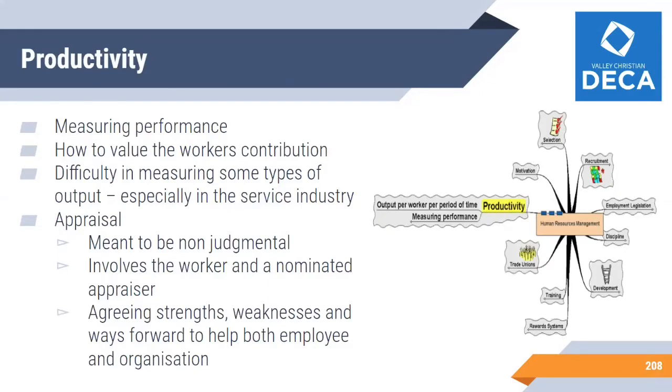Okay, next is productivity. So HRM has to measure performance, which is basically how much an employee outputs for the company or organization. And a common problem HRM faces is how exactly to value the worker's contribution, because it's especially difficult to measure some types of output in industries, such as the service industry, where there's not really anything tangible to measure. So that's why there are also appraisals, which are non-judgmental and between a worker and a nominated appraiser. And it basically agrees strengths, weaknesses, and ways forward to help both the employee and organization.